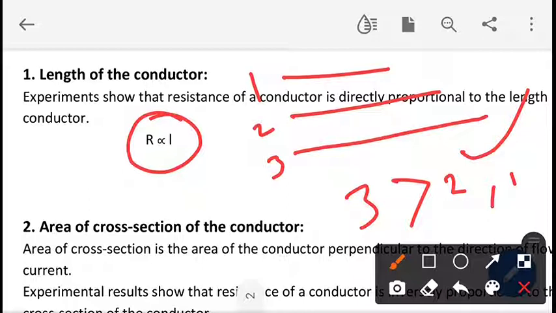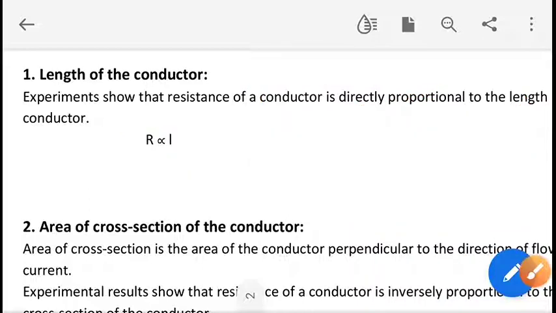So resistance is directly proportional to the length of a conductor. The more the length, the more the resistance of the conductor. Okay, so a conductor not only has length, it also has thickness, meaning cross section area.